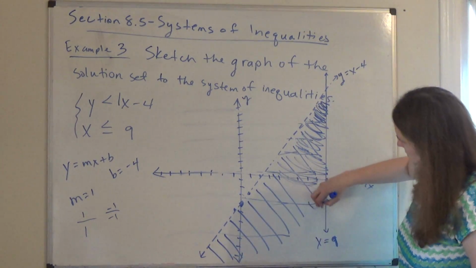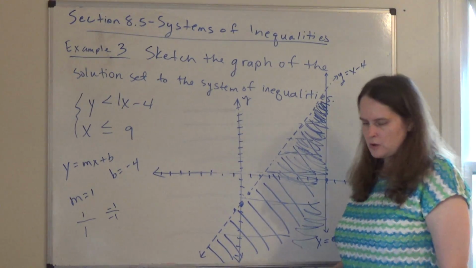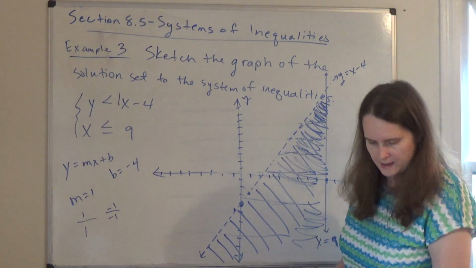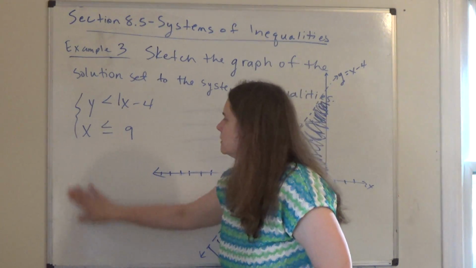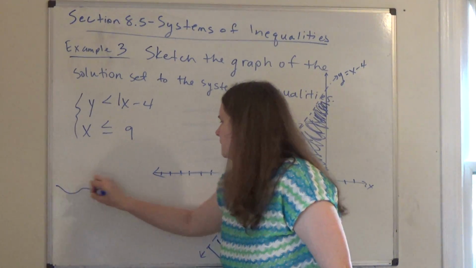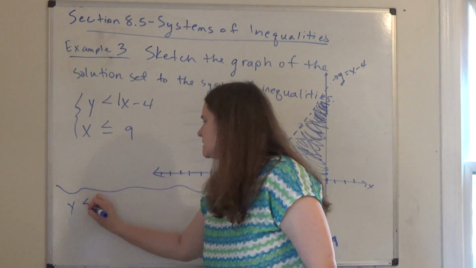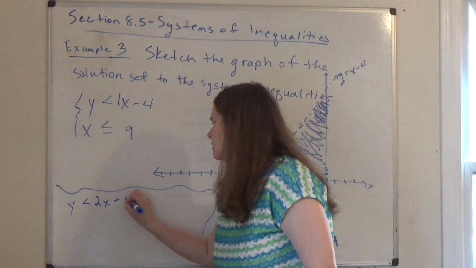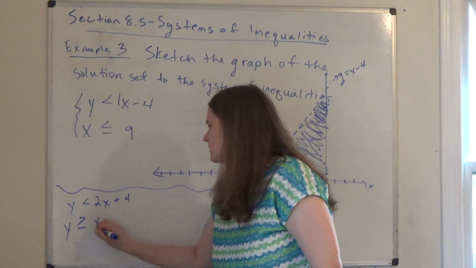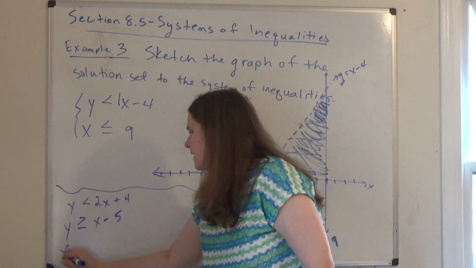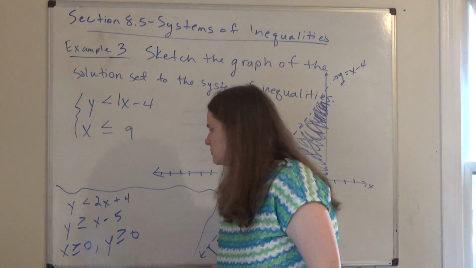This is your answer. The only thing that I can think of that I have not shown you is maybe if you had a system that had an extra little piece to it. So if you had a system of equations, maybe y is less than 2x plus 4, and maybe y is greater than or equal to x minus 5, but then you have x is greater than or equal to 0, y is greater than or equal to 0.